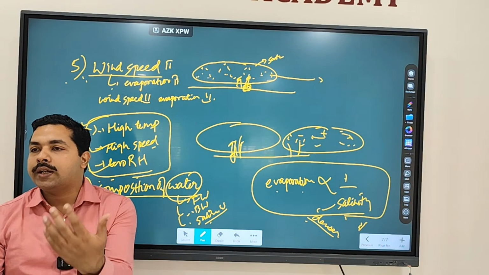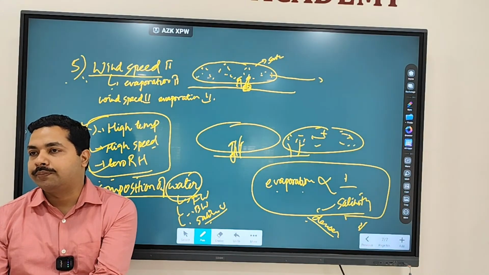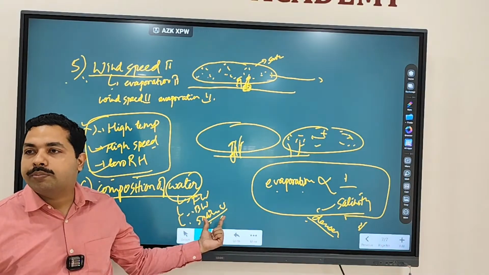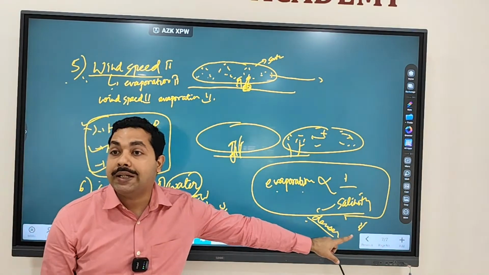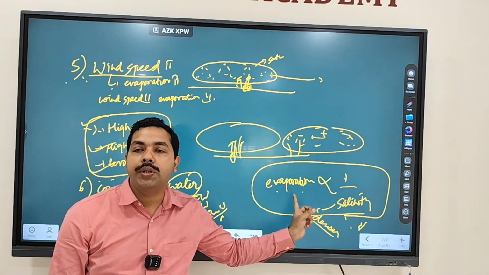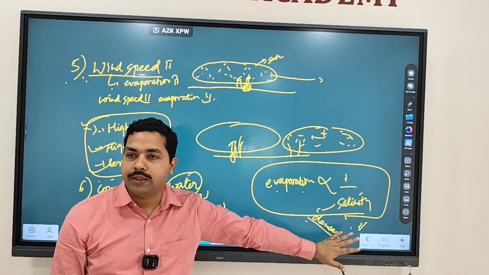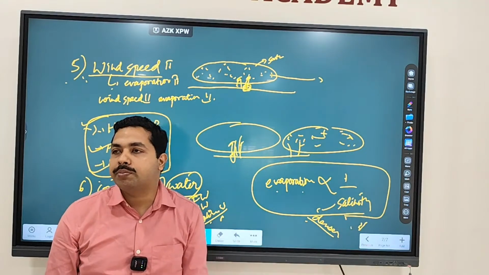So if oil is there and water is there, which will evaporate first? Water. Clear? Saline things are denser, that's why evaporation is going to be lesser over there. Clear? So evaporation is inversely proportional to what? Inversely proportional to salinity. Clear? Evaporation is inversely proportional to salinity.